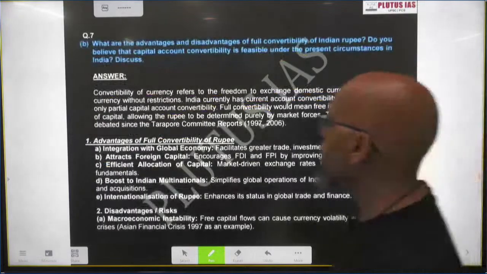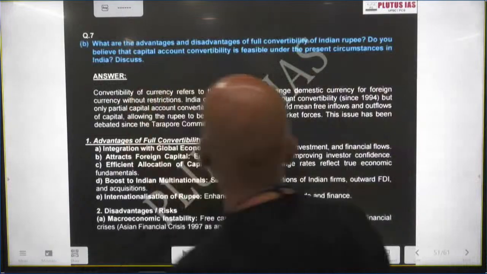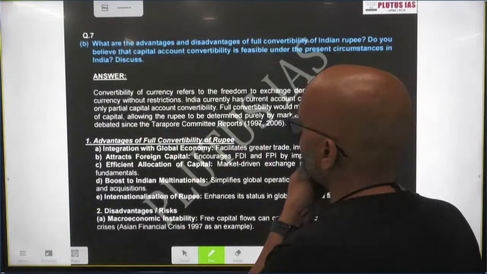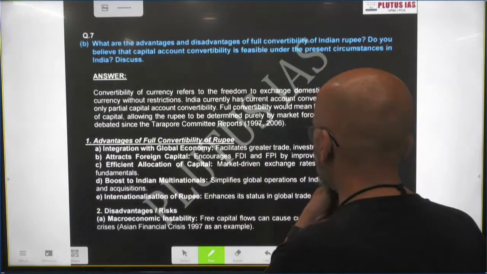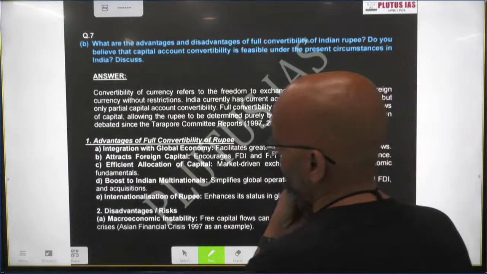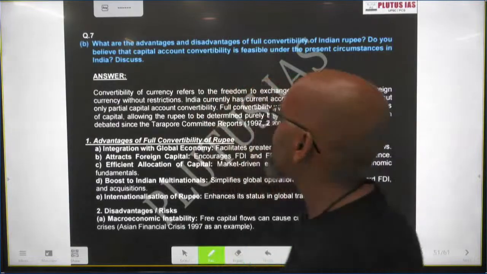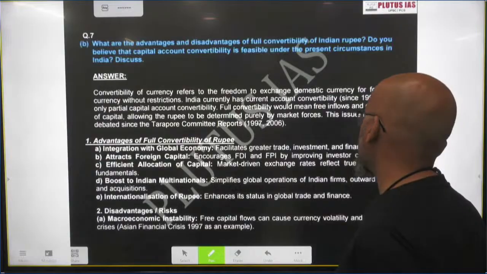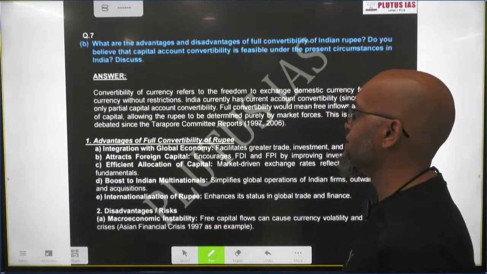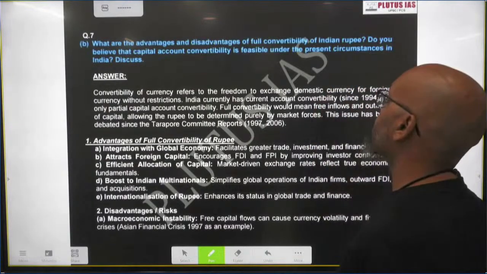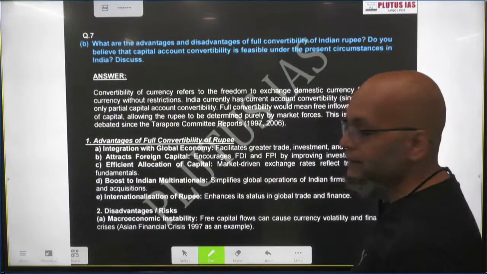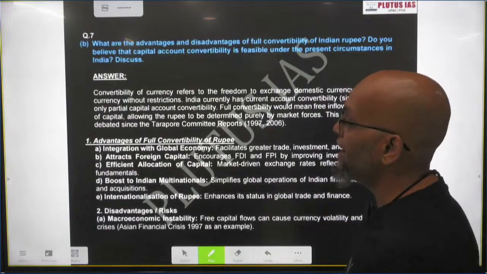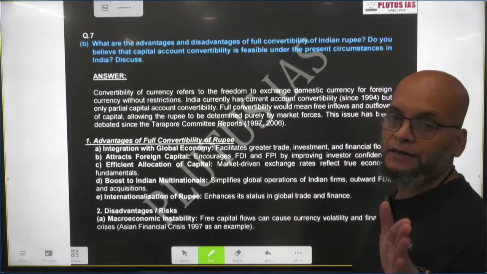Next is, what are the advantages and disadvantages of full convertibility of Indian rupee? Do you believe that capital account convertibility is feasible under the present circumstances in India? Discuss. So, convertibility of currency refers to the freedom to exchange domestic currency for foreign currency without restrictions. India currently has current account convertibility, and that is since 1994, but we have partial capital account convertibility.